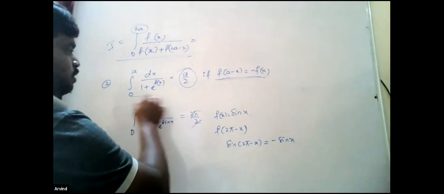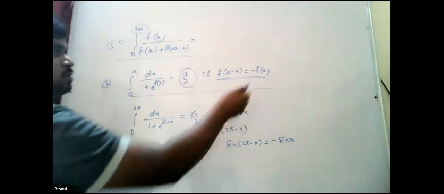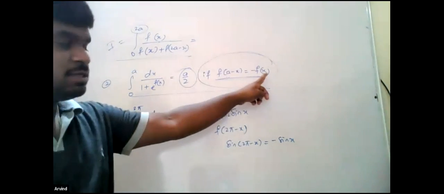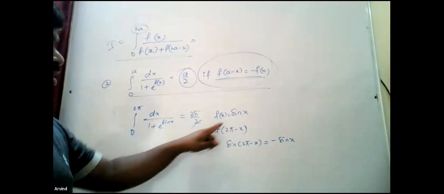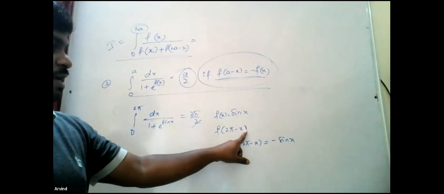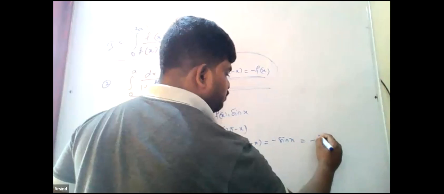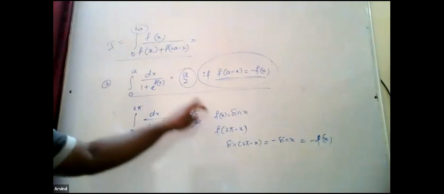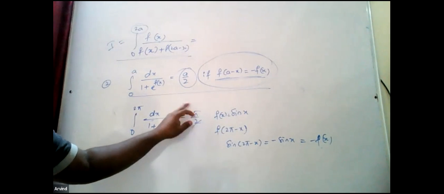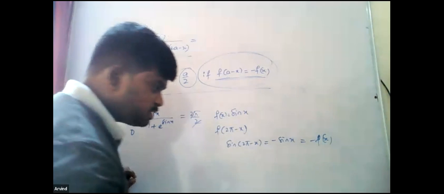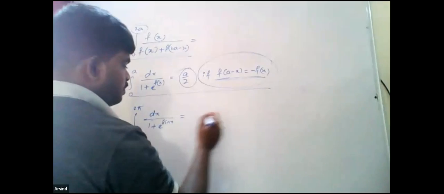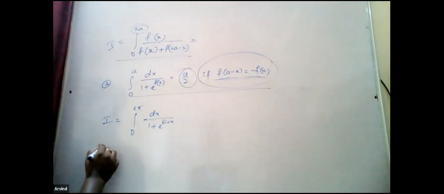Just observe, this is the formula. You can use this formula if this condition is satisfied. Sin x is my f of x. Then what is the condition? f of a minus x, with 2 pi in place of a. So f of 2 pi minus x is equal to minus f of x. So this condition is satisfied, I can write it as a by 2, where a is 2 pi. 2 pi by 2, 2 gets cancelled. Otherwise, the same logic you have to apply. The formula, you have to remember. Take this as I.